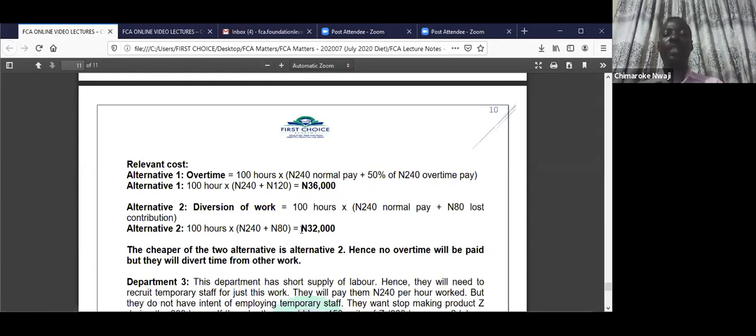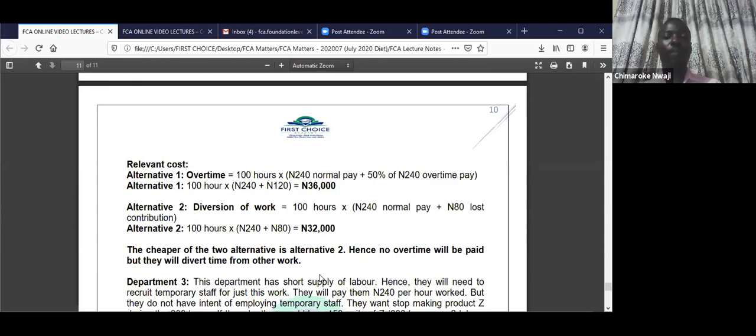you get 32,000 naira. So you ask yourself, if you are the company, if you are the HR, which will you propose to your company? You propose the one that will give you the lower costs, 32,000. So the cheaper of the two alternatives is alternative 2. Hence, no overtime will be paid. However, they will divert people to work from other departments to join department 2 in the job.